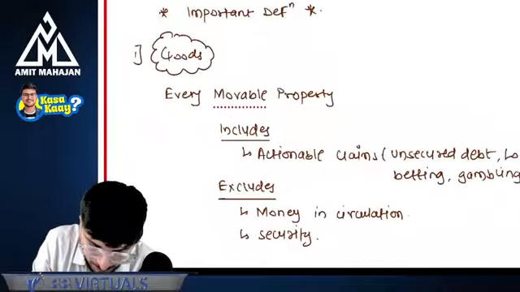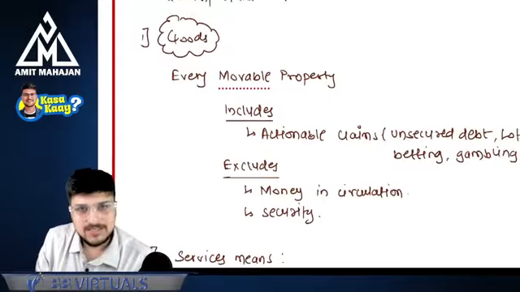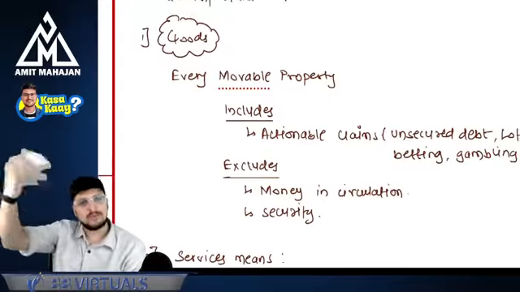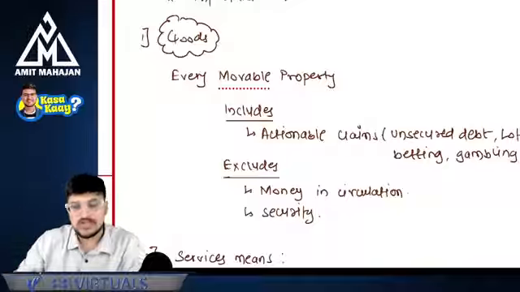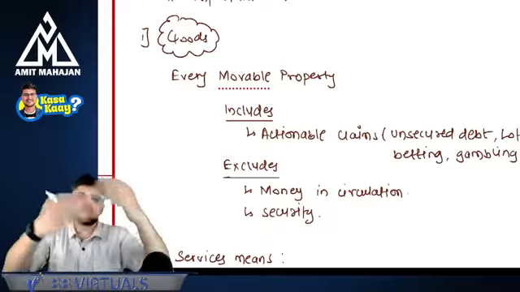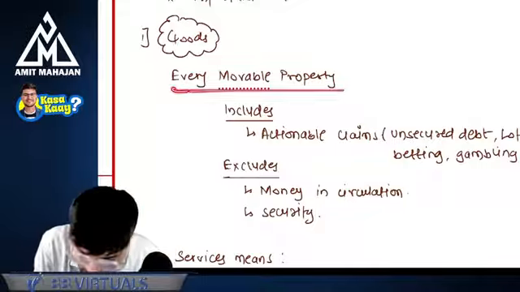Before we move ahead with section number 7.1a, let's talk about certain important definitions. Number 1, goods. What is the meaning of goods under GST? Goods means every movable property. Okay, sir. Every movable property is goods. That means this phone is also goods. This pen is also goods. This mic is also goods. This ring is also goods. Everything is goods. I can say this camera also. Camera is also goods. Yes, because every movable property is goods.